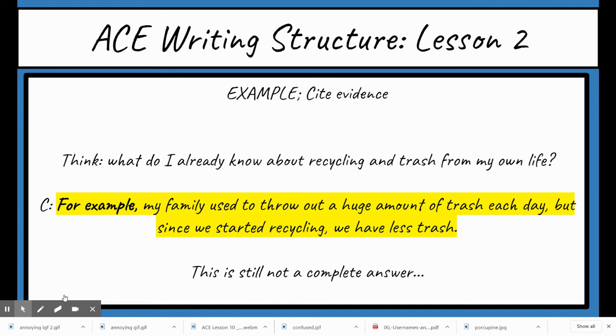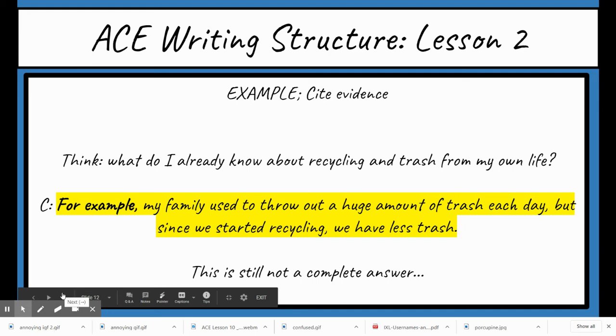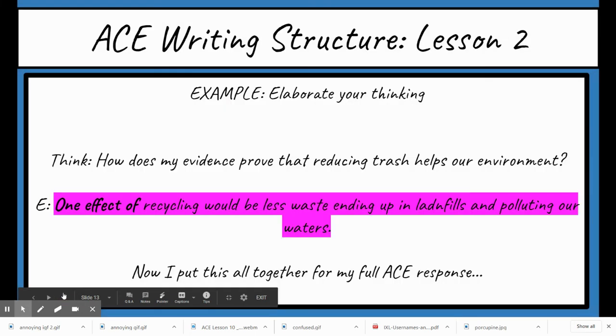So I use the sentence starter, for example, and I write, for example, my family used to throw out a huge amount of trash each day, but since we started recycling, we have less trash. So there's my evidence, but it's still not a complete answer. I have to elaborate my thinking. I have to think, how does my evidence that I just gave prove that reducing trash helps our environment? Because that's the question. How can we help our environment? So, how does the fact that my family has less trash prove to be helpful to our environment?